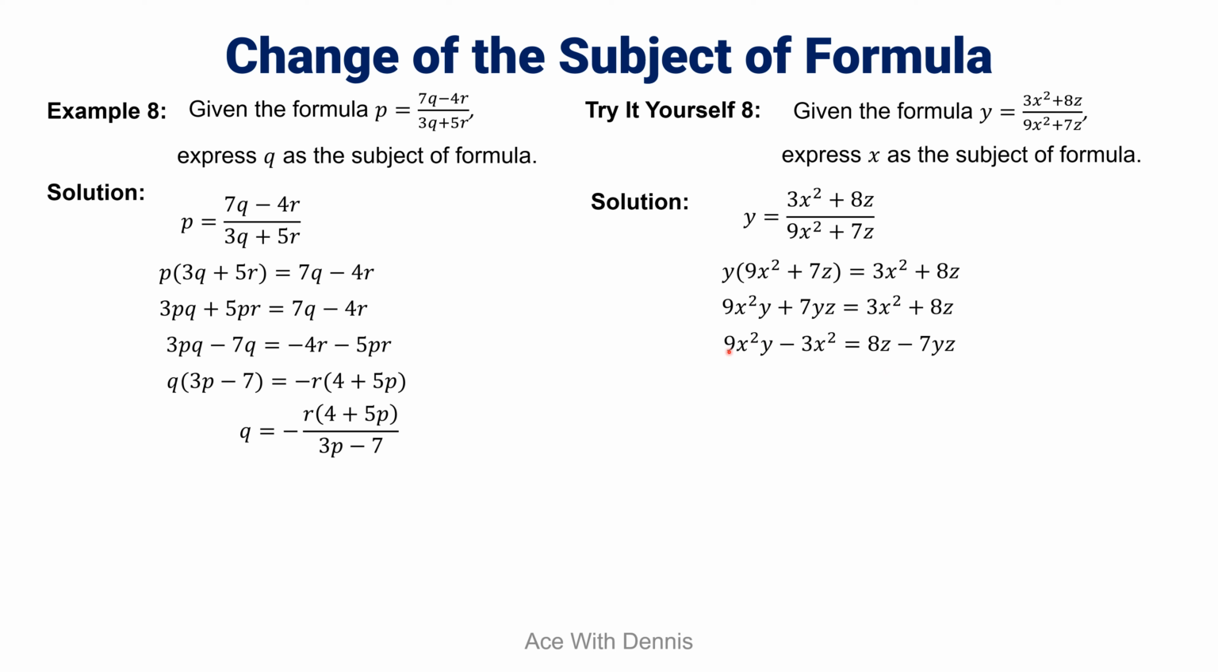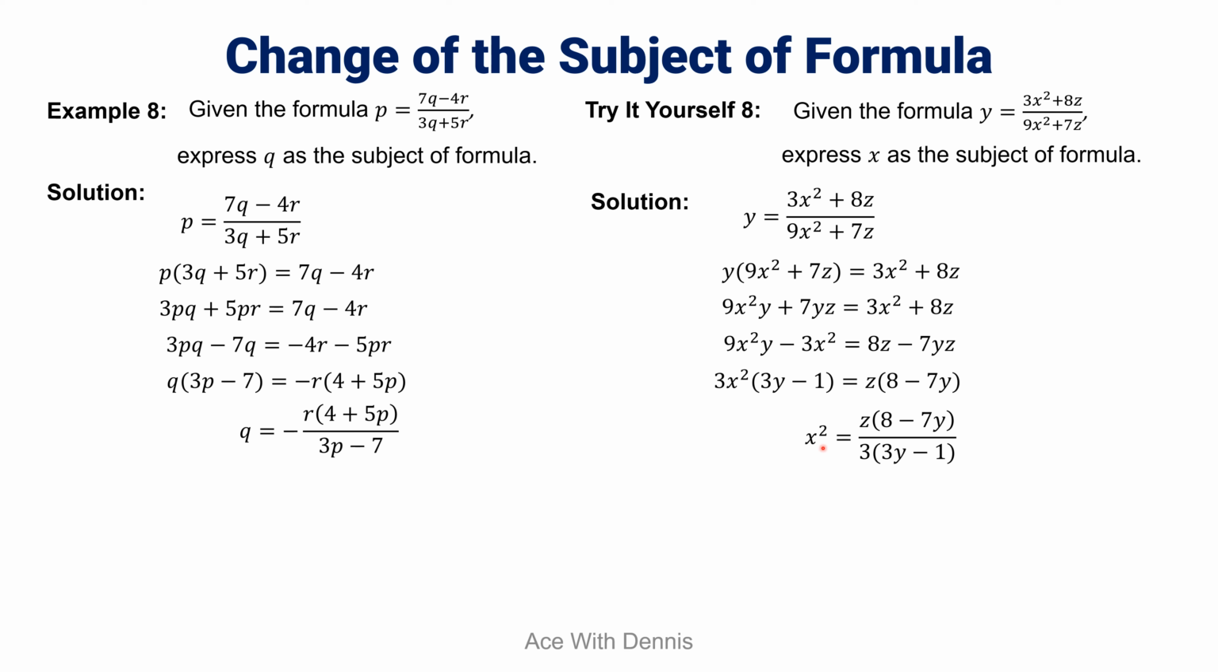And now the x squared will be the common factor for these two terms, and the z will be the common factor for these two terms. So factorize them out, including that 3. So it's 3x²(3y − 1) equals z(8 − 7y). Okay, so now just make x squared the subject. Everything moves to the right side, and I will get z(8 − 7y) over 3(3y − 1).